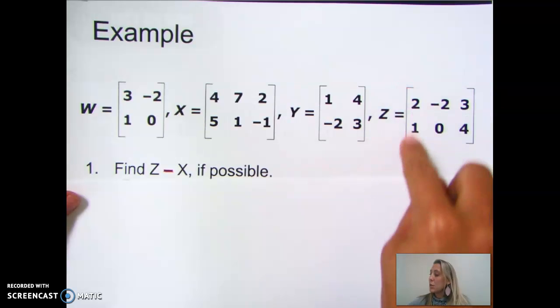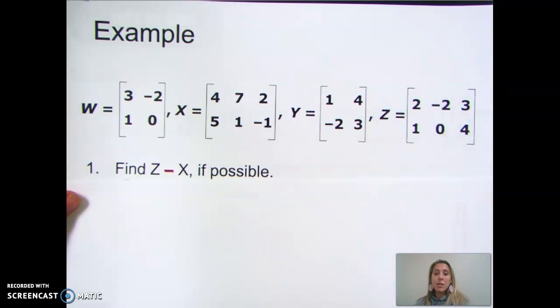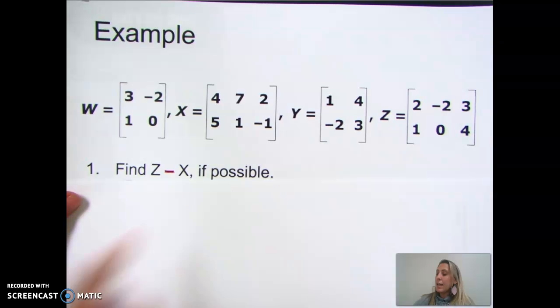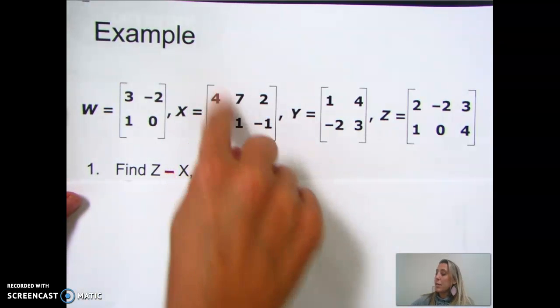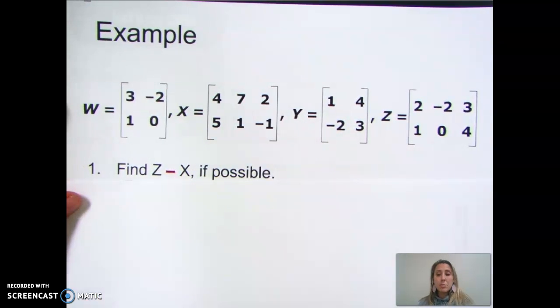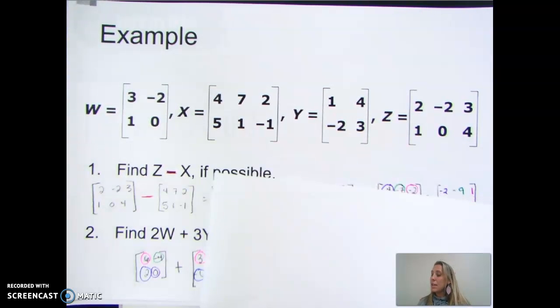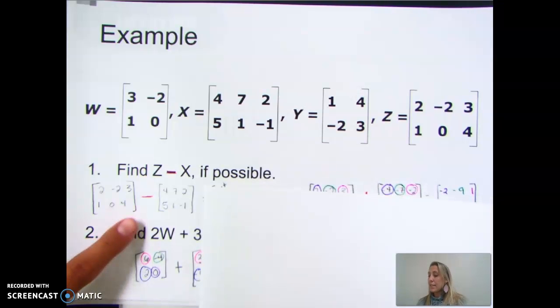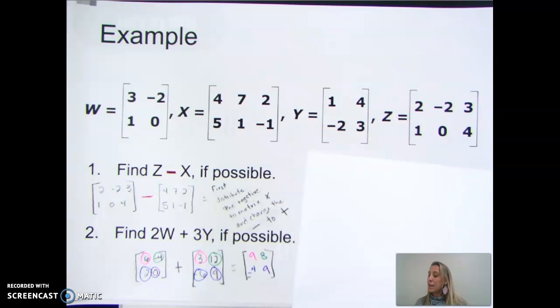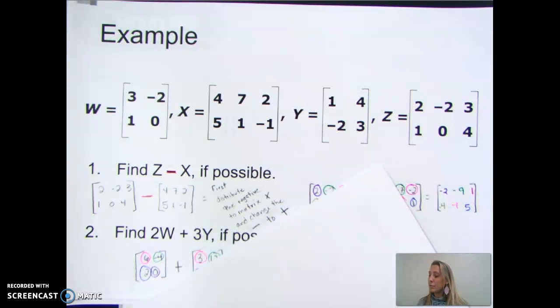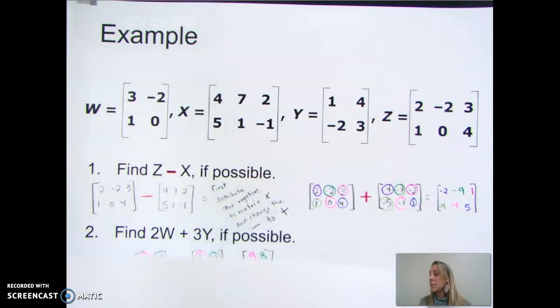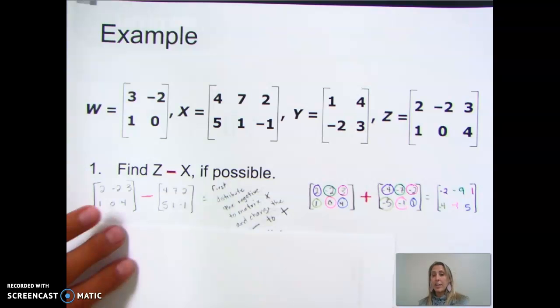Well, z has 2 rows by 3 columns, so it is a 2 by 3, and x is 2 rows by 3 columns, so it is also a 2 by 3. So yes, we can do this. The first thing I want to do is write down the matrices, with that minus sign there, and then distribute the negative to matrix x and change the sign from a negative to a positive. So I have done that right here.